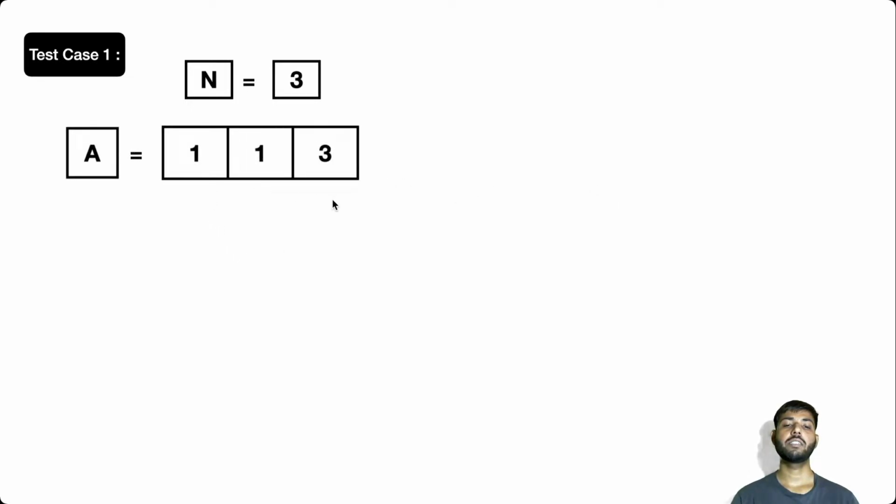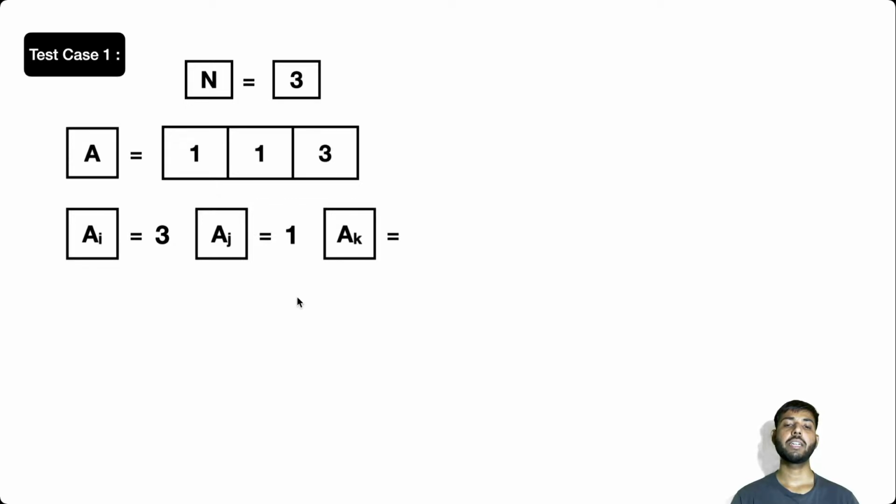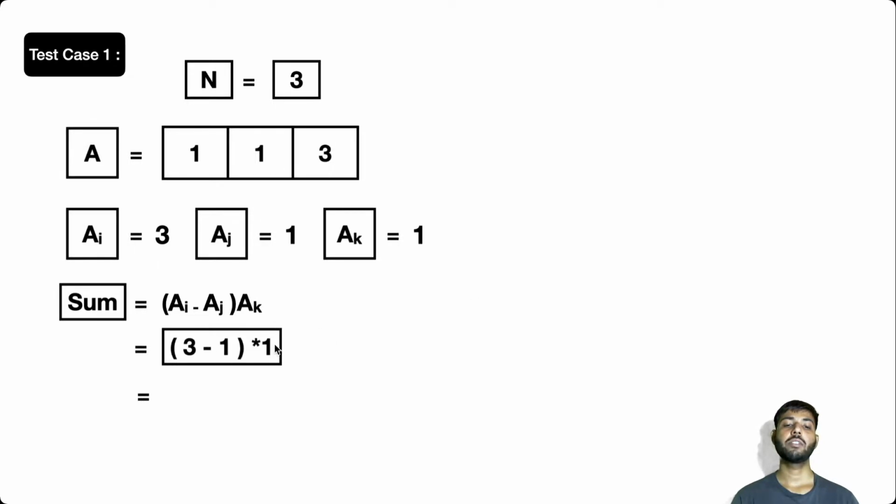Test case number 1, we have value of n equals to 3 and the inputs of the array are 1, 1, 3. Now here we'll take the first element ai 3 and the second element aj 1 and the third element ak 1. Now if you perform the operation ai minus aj into ak, we get the value 3 minus 1 into 1, that is 2. So our answer is 2.